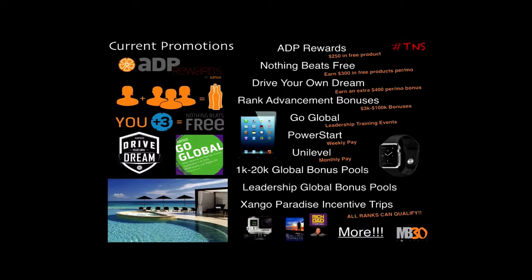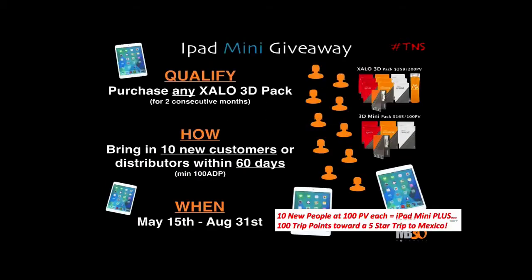And then we talk about the current promotions. So what's going on right now? The current promotions, we talk about ADP rewards, nothing beats free, and drive your own dream. But our current promotions, we really focus on convention, because that's the next big event. We want everybody to get there. I talk about Mexico. How'd you like to go to a fabulous 5-star resort in Mexico for free? Would that be pretty cool? How'd you like to win an iPad mini for free? So by focusing on promotions, we actually build ourselves a nice little residual income.